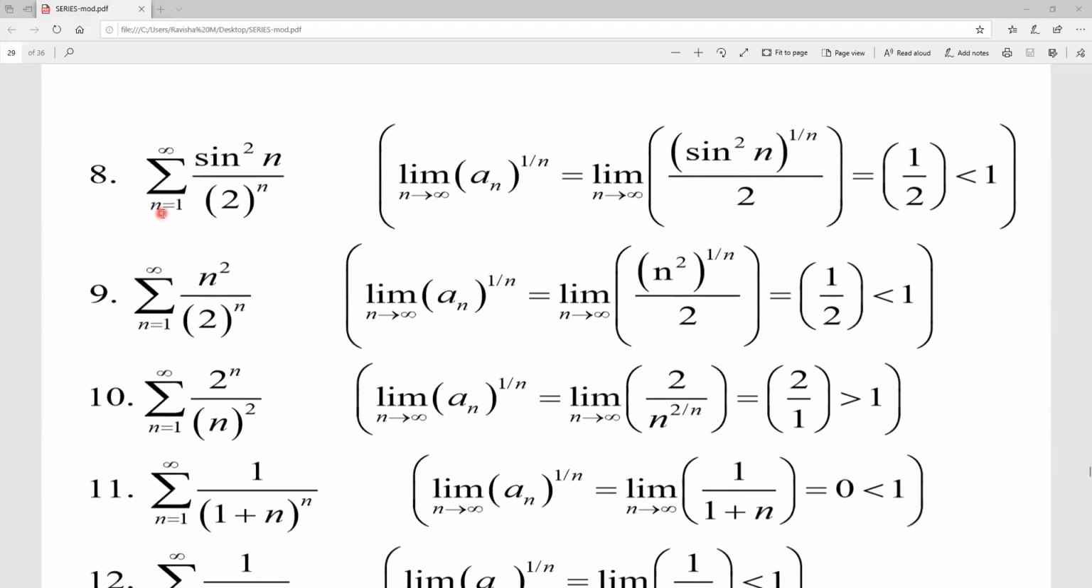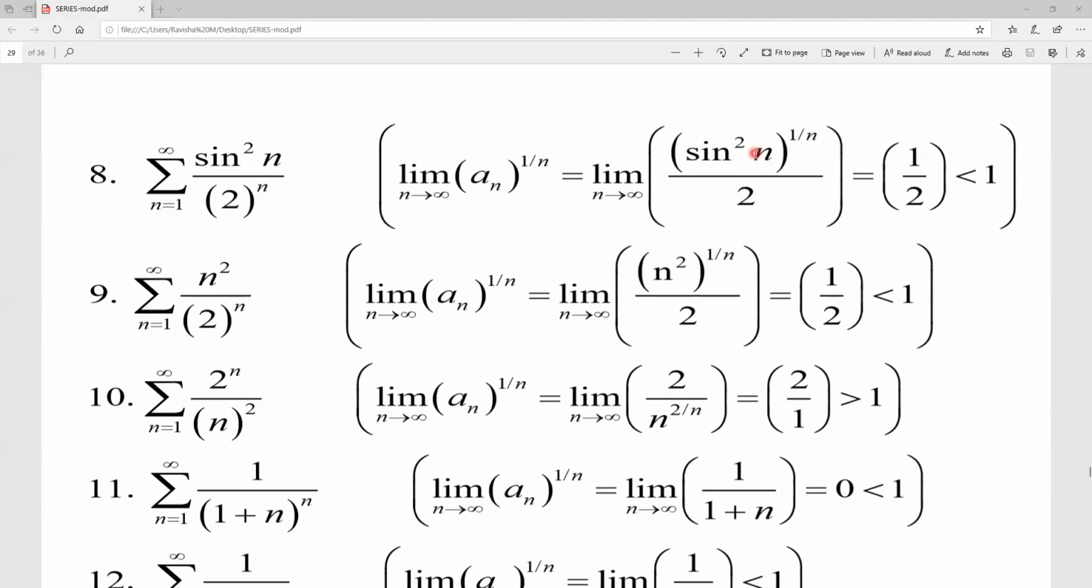Right, so let us consider the next series. Sum of n is equal to 1 to infinity, sin square n by 2 power n. So the nth term is this. Let us apply the root test here because the power is n. So here limit as n tends to infinity, sin square n to the power of 1 by n, because of the statement of the root test. 2 power n whole power 1 by n gets cancelled. Only the rest is 2, the constant is 2.